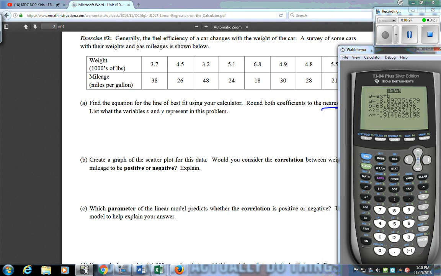And it says they want us to list what the variables x and y represent. Okay, so we're going to have for this, and I'm going to use y and x because I talked about that in the question. So we got ax plus b. Now we got negative 8.1, because I got to round that 9 to a 1, x, plus 68.1.